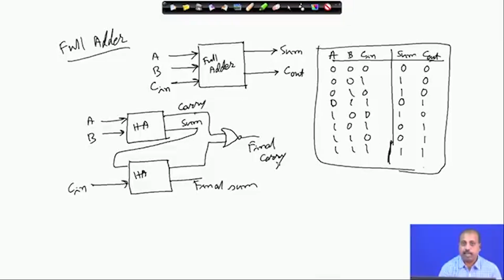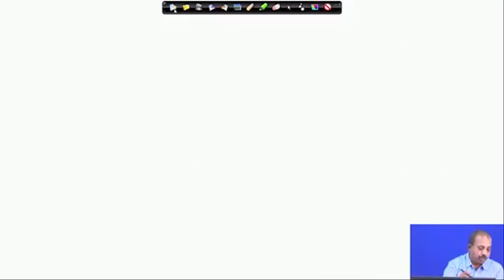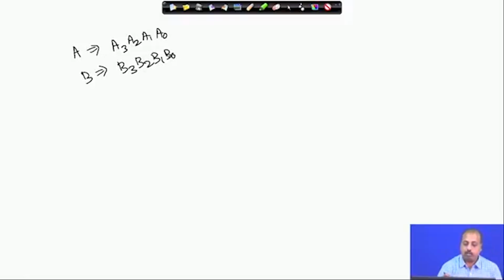Now, if you want to add numbers that have more bits, suppose I want to add two numbers A and B, where A is 4 bit. So, A3, A2, A1, A0 are the 4 bits, and the number B again has 4 bits, B3, B2, B1, B0, and I want to add them. Now, how to do this addition? You can have full adders for doing this job.